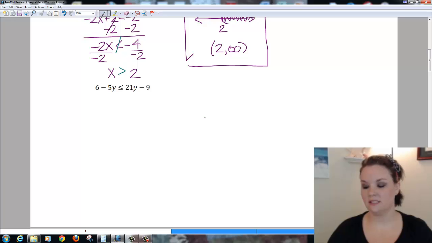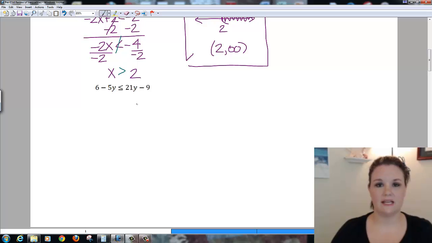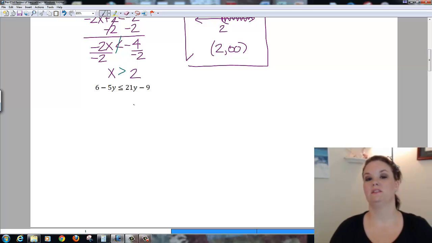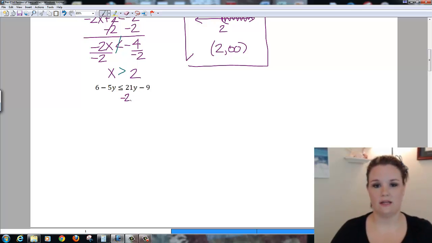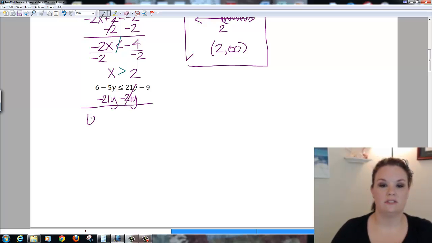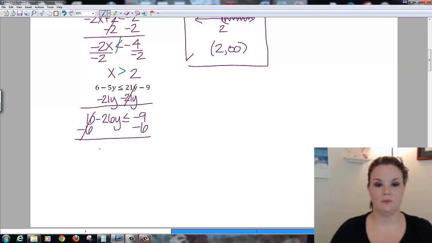Okay. Let's look at another one. On this next one, same idea. I want to go ahead and move my y's to the same side. I'm going to move them specifically to the left so that when I solve it, my variable will just be y is whatever in my answer. Okay? I always want to move my variables to the left when I do inequalities so I don't get confused. So I'm going to subtract 21y from both sides, which gives me 6 minus 26y is less than or equal to negative 9. Then I'm going to move my 6 to the other side by subtracting, which gives me negative 26y is less than or equal to negative 15.